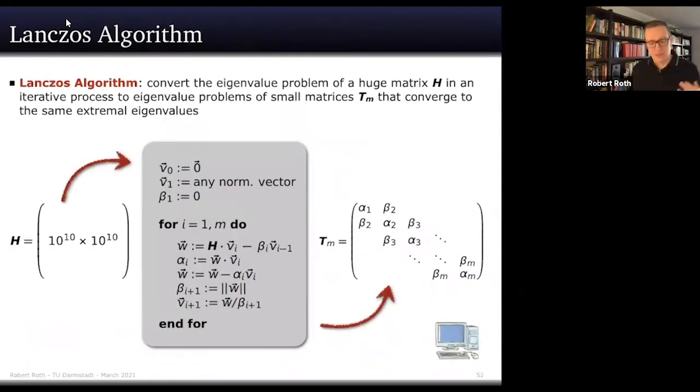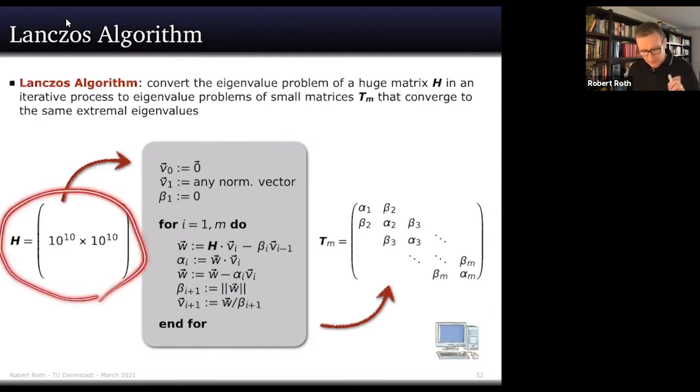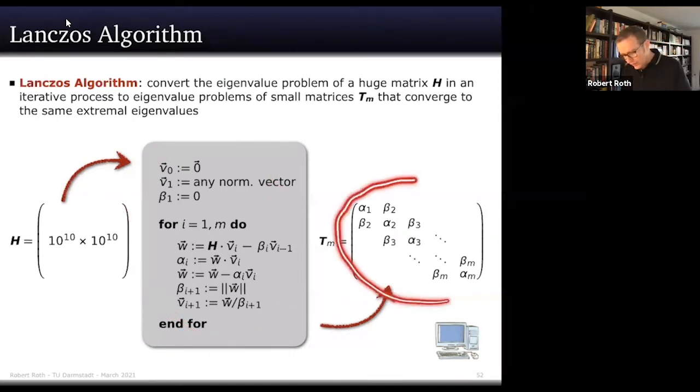Although it's magic, it's simple. This is it. That's all. And I wrote it here in kind of pseudocode, if you like. What eventually happens is you start from your huge matrix, 10 to the 10 by 10 to the 10. And what this little algorithm does is convert this matrix into a small tridiagonal matrix.